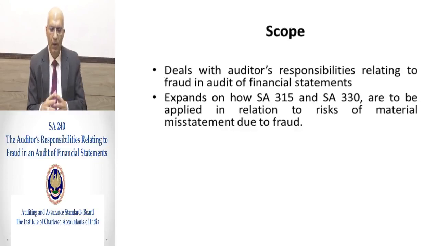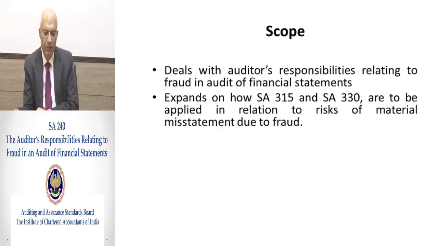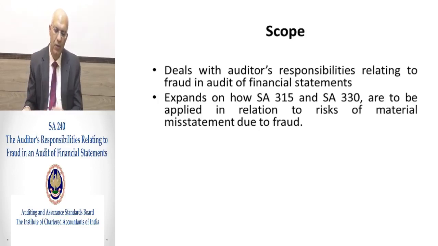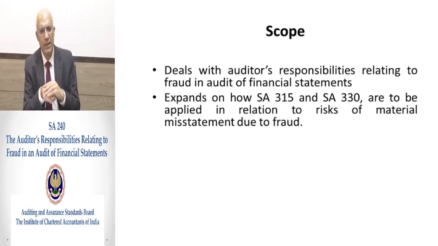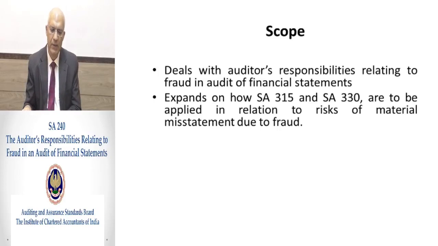So the scope of the standard is that it deals with the auditor's responsibilities relating to fraud in an audit of financial statements. And it actually expands on SA 315 and 330 in relation to the risk of material misstatements due to fraud. So we all know that misstatements can arise because of error or fraud. The distinction is that fraud is intentional and errors could be unintentional. So this standard actually talks more about the intentional mistake.